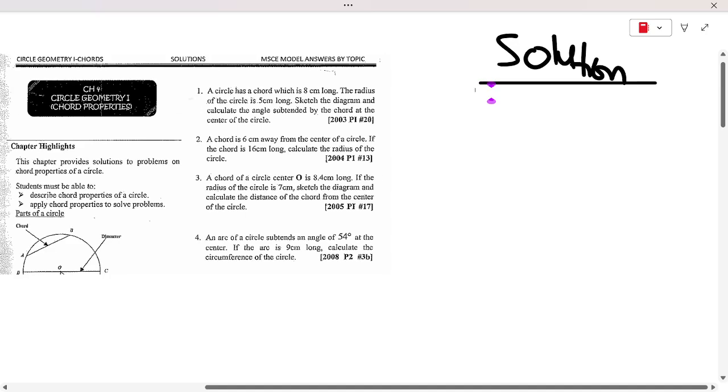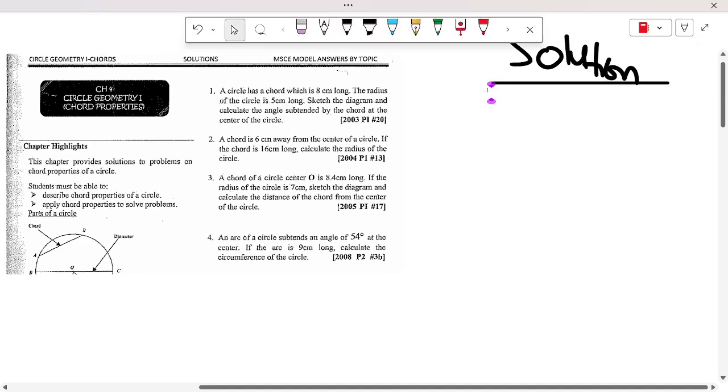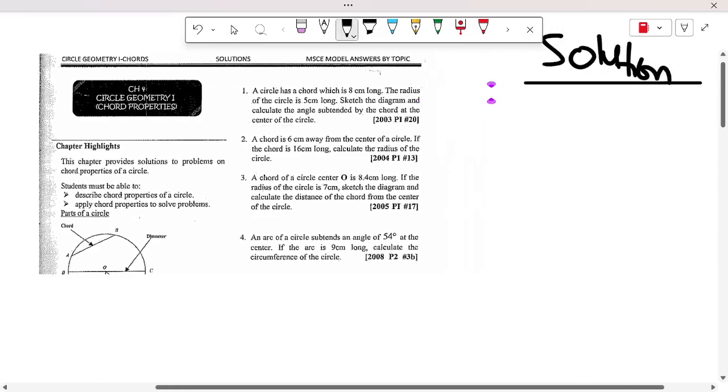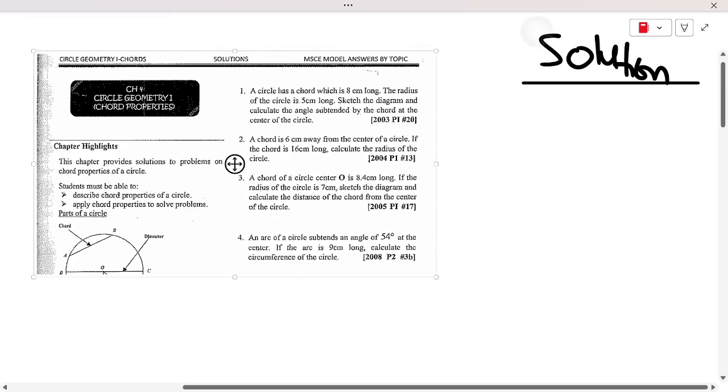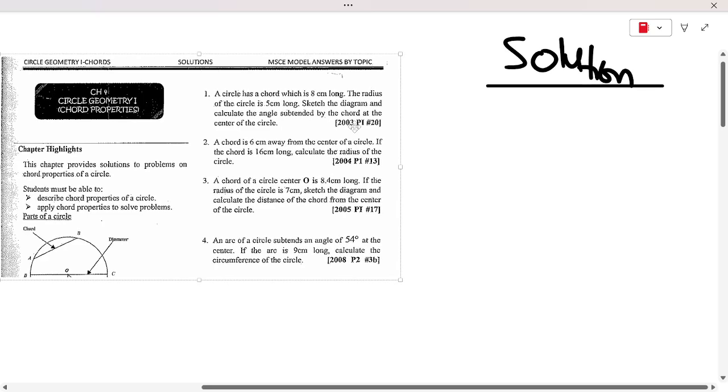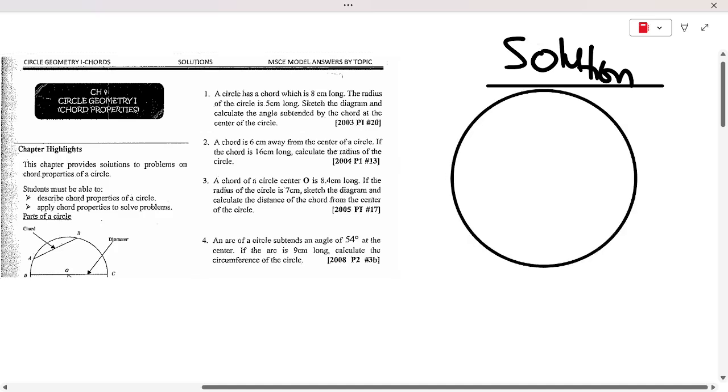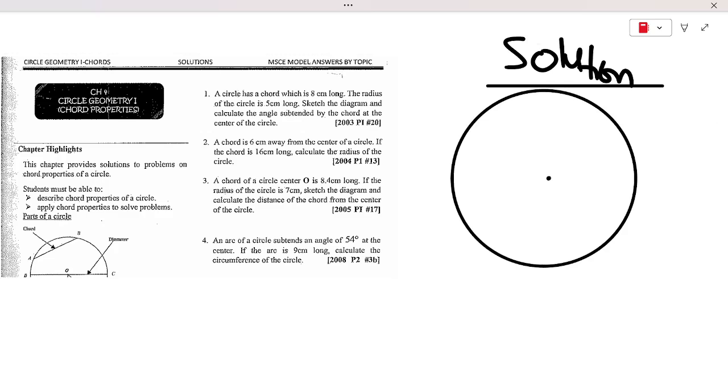They're saying that a circle has a chord which is 8 centimeters long. The radius is 5 centimeters long. Sketch the diagram and calculate the angle subtended by the chord at the center. So for us to solve the question, we have to draw a circle like this one. This is the center, and the chord is 8 centimeters long, so you draw 8 centimeters long like this one.